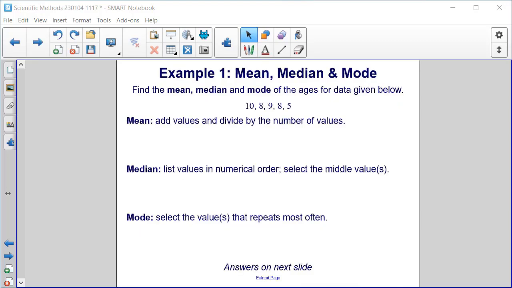The mode of a data set is the data value or range of data values that occurs most often. Example 1, mean, median, and mode. Find the mean, median, and mode of the ages for data given below. If I'm given a set of 5 ages, 10, 8, 9, 8, 5, find the mean by adding the values and dividing by the number of values. Find the median by listing the values in numerical order and selecting the middle value. And find the mode by selecting the value or values that repeats most often.